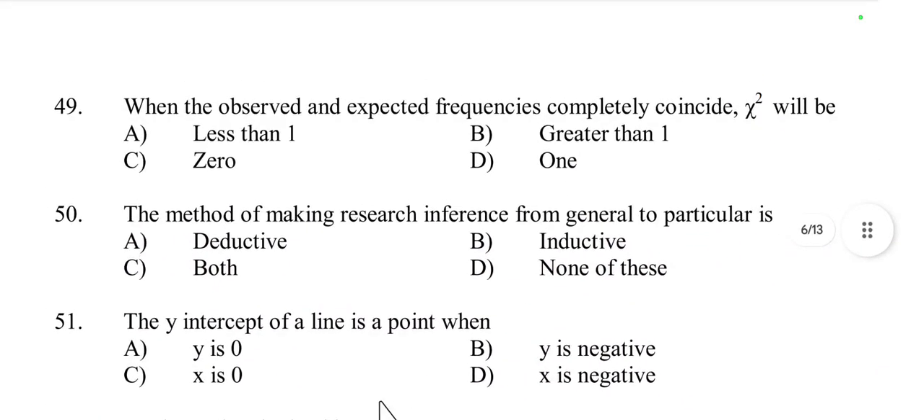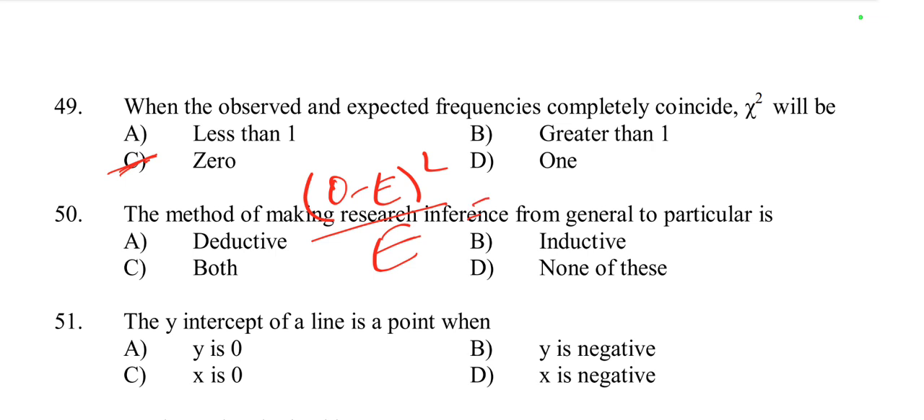Then question number 49. When the observed and expected frequencies completely coincide, chi-square will be less than 1, greater than 1, 0, or 1. Chi-square will be 0, because if the observed value is equal to the expected value, then observed minus expected, squared, divided by expected, is equal to 0 for all values, so chi-square is equal to 0. So the answer to 49 is C.